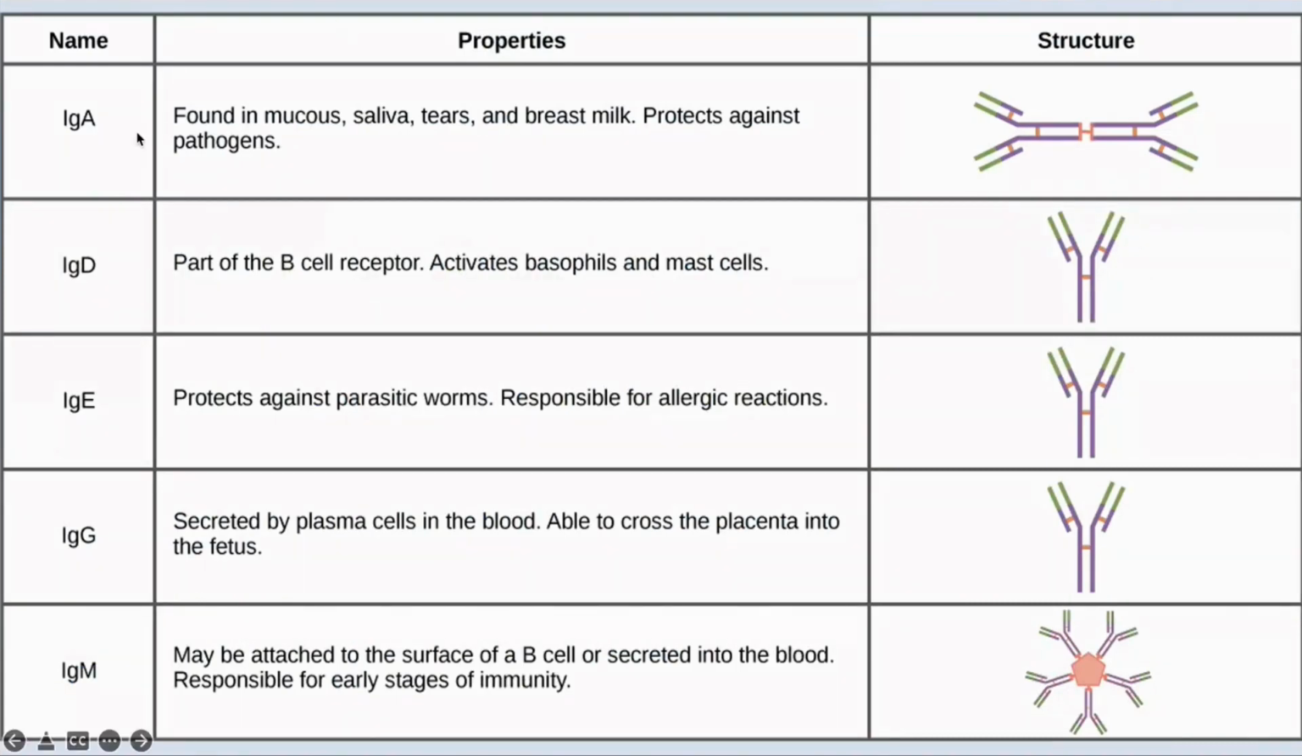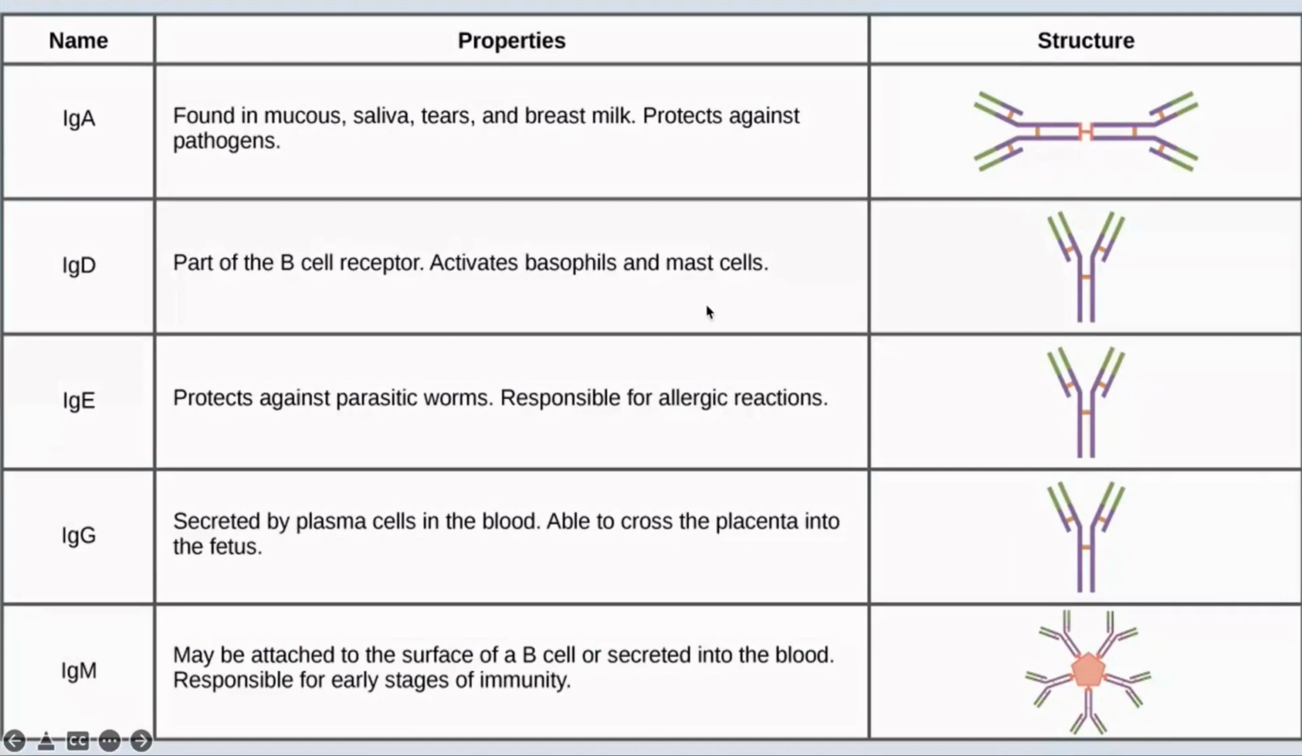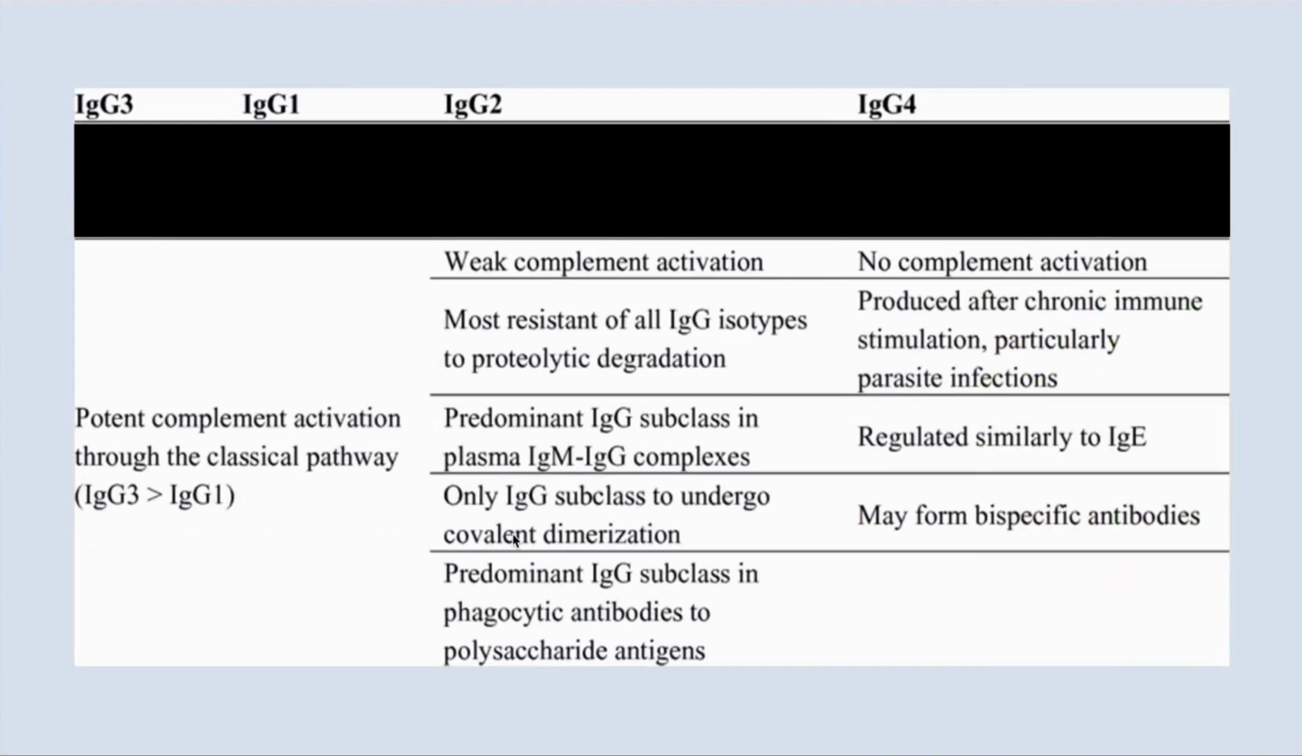Again, IgA is found in mucous surfaces and protects against pathogens there. IgD is part of the B cell receptor, but it really activates certain types of basophils and mast cells, but it's really part of the B cell receptor antigen presentation. IgE, again, parasitic worms, but it's really allergy. IgG, everywhere. IgM is secreted first for the most part, but can also be in other stages of immunity as well. There are also subclasses of IgG.